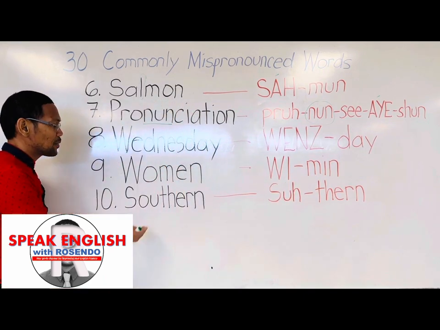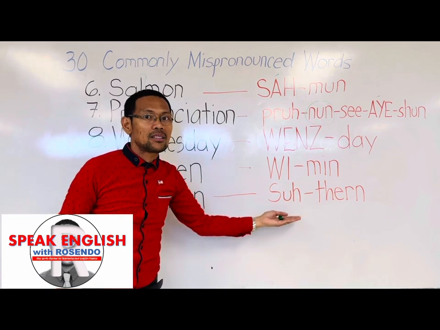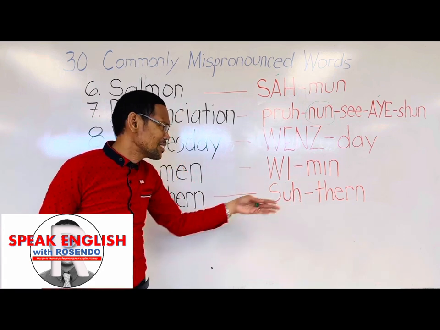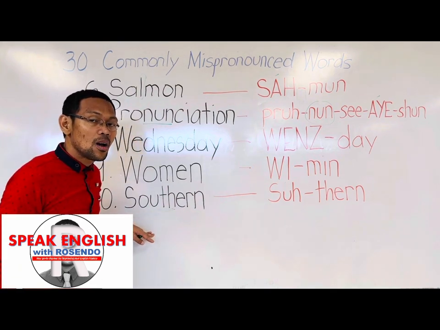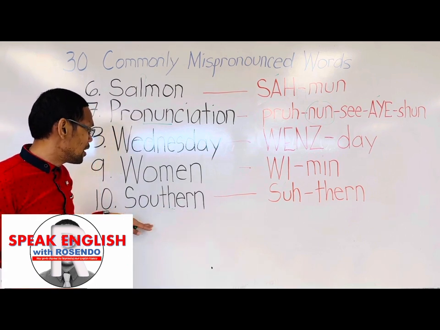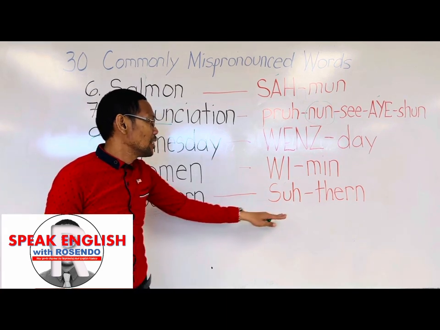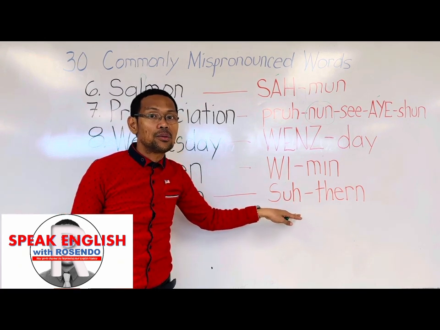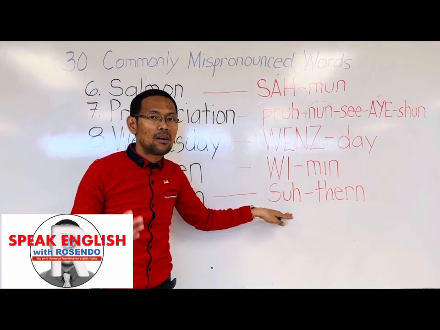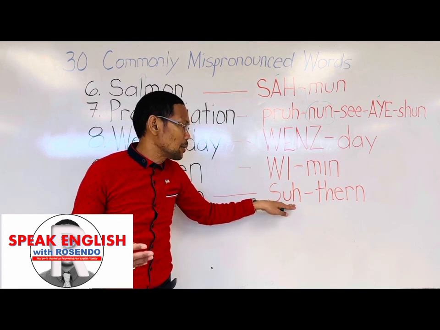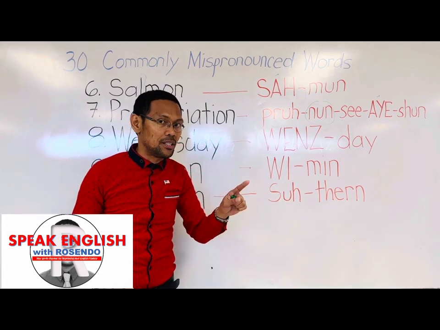Okay, next we have southern. This is pronounced as southern. You might ask yourself, why southern? The root word is south, one of the directions: north, east, west, south. However, when you add dern, then it becomes southern. That is the English pronunciation rule for this word. It's just a matter of familiarizing yourself with the pronunciation of the word.